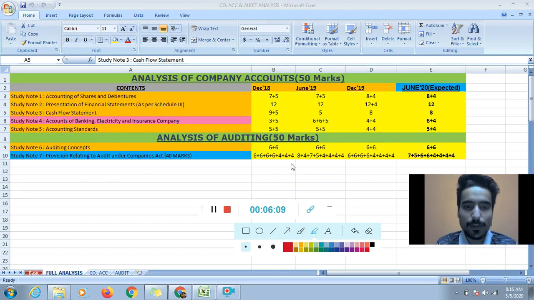Now if I come to study note 7, it is 6 + 6 + 6 + 4 + 4 + 4 = 24 + 12. So 36 marks it has covered in December 18 examinations. And if I talk about June 19, then 8 + 4 = 12 + 7 = 19 + 5 = 24 + 16, around 40 marks. Then again here 40 marks. So as per me, this might be the pattern in examinations, and it will again cover around 40 marks. So this is very, very important. Do not leave it anyhow.